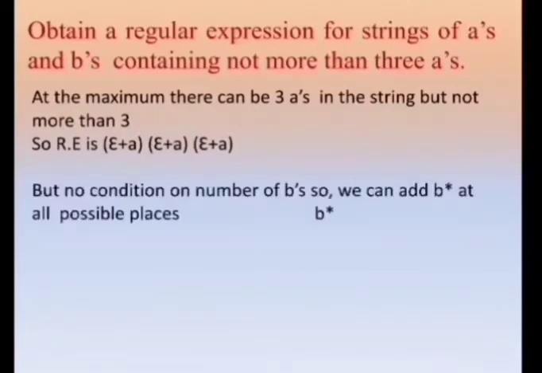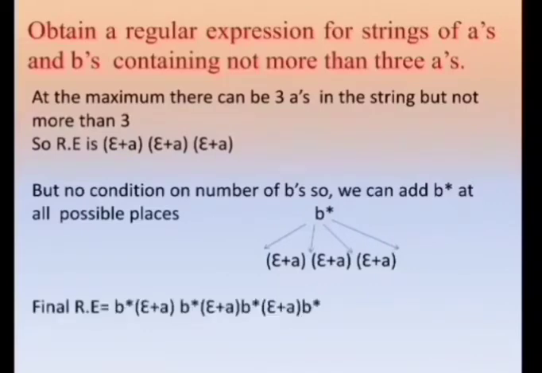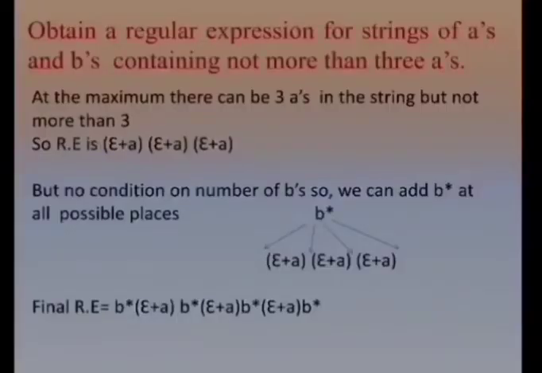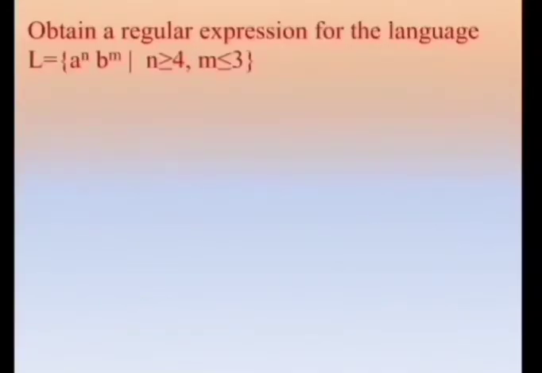So that is represented with epsilon. There is no condition on B. There can be any number of B's in the string. These B's can be added at all possible places as shown between the regular expression (epsilon plus A)(epsilon plus A)(epsilon plus A). So we'll be getting the final regular expression as B star (epsilon plus A) B star (epsilon plus A) B star (epsilon plus A), and at the last also B star.